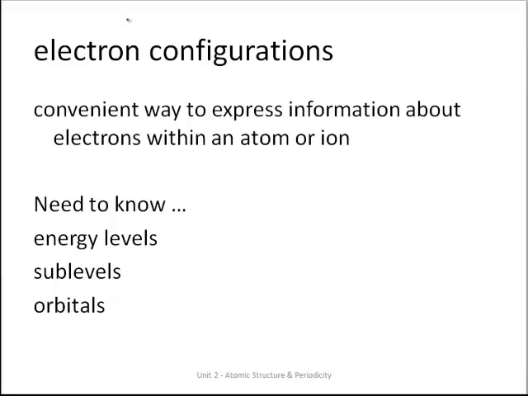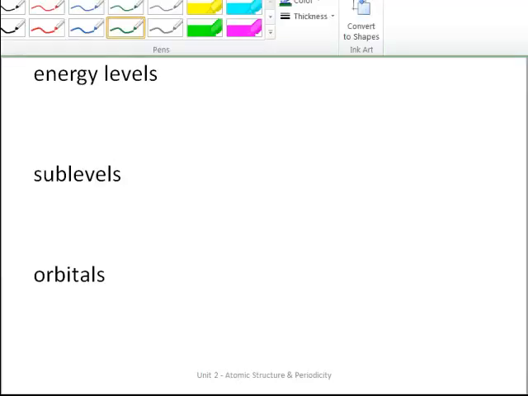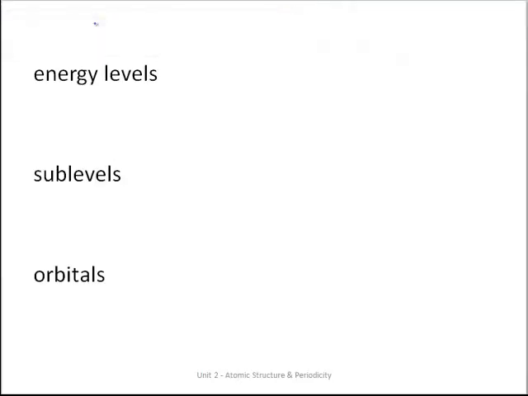Next thing we're going to discuss are electron configurations, and essentially they're just a really convenient way to express a lot of the information we've discussed so far about electrons within an atom and ion. Let's discuss the three quantum numbers that we're going to need to discuss electron configurations. Remember, energy levels, or n, give information about the energy and size of the orbitals within an atom.